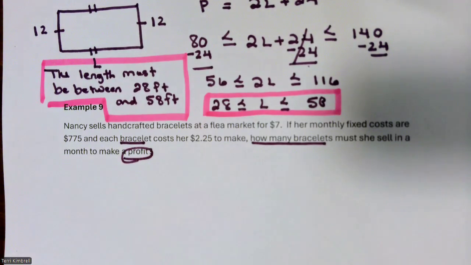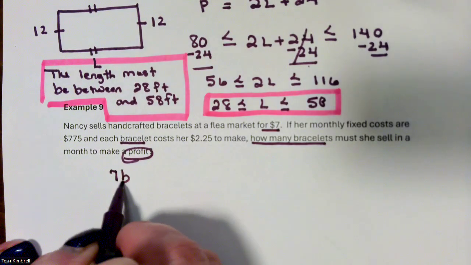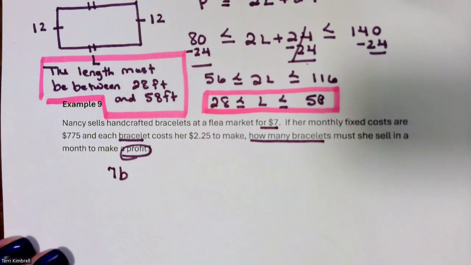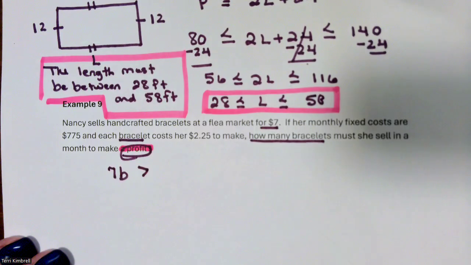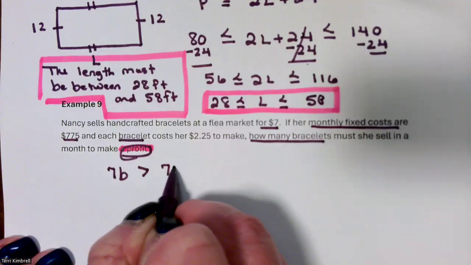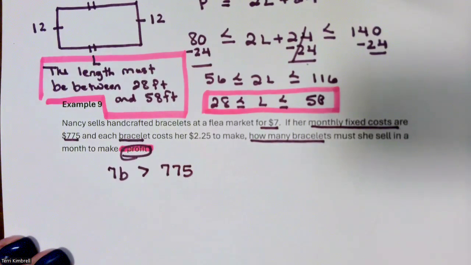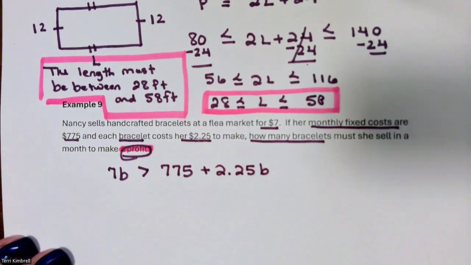Okay, Nancy sells handcrafted bracelets at a flea market for $7. So she has $7 that she's charging per bracelet. Okay, and notice that she wants to make a profit. So this is going to have to be greater than her expenses. So her monthly costs are $775. And she's also paying $225 per bracelet that she makes.